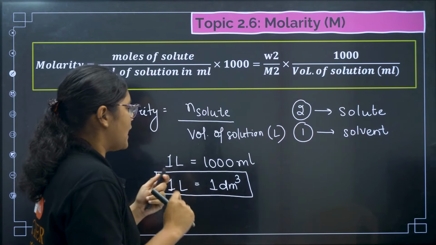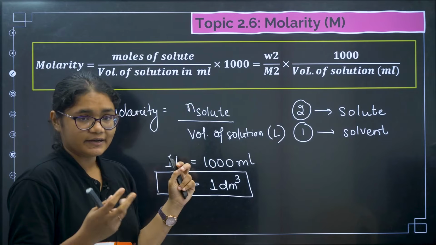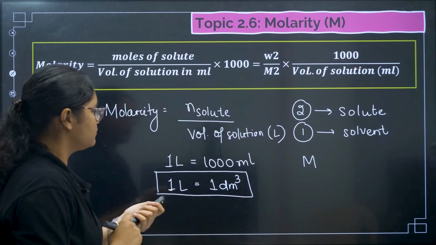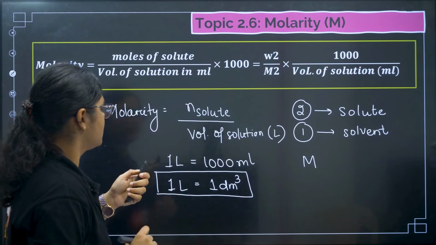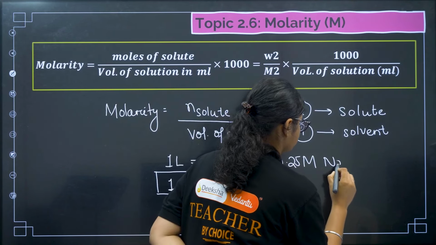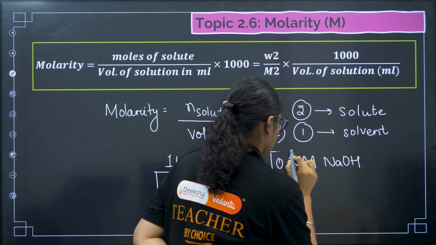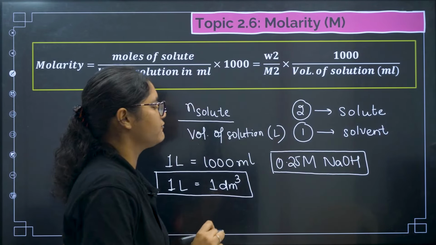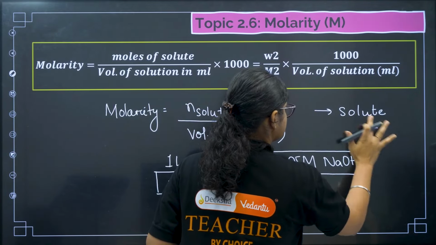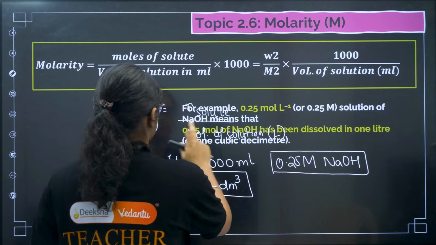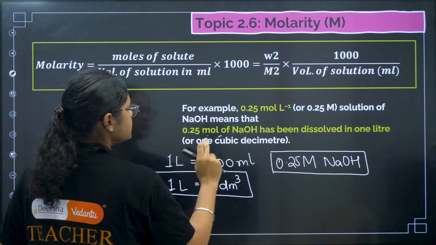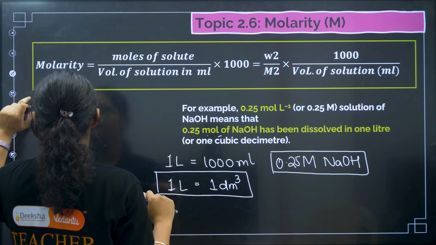Now I'll tell you a very important thing, how do we represent it? It is represented with capital M. I have an example here. For example, you have 0.25 molar NaOH. I'll clear this part a little bit so that it will be visible. So 0.25 molar NaOH, what does it mean?